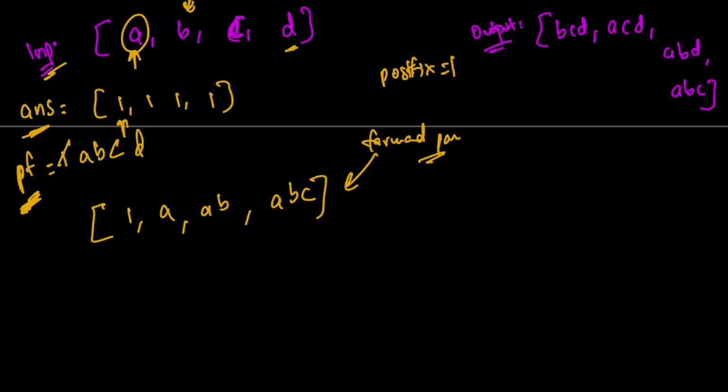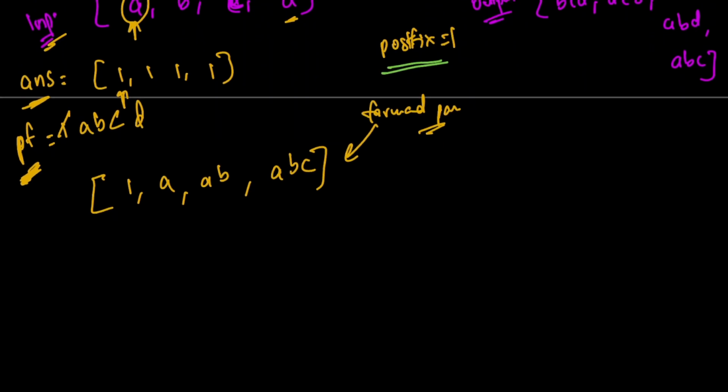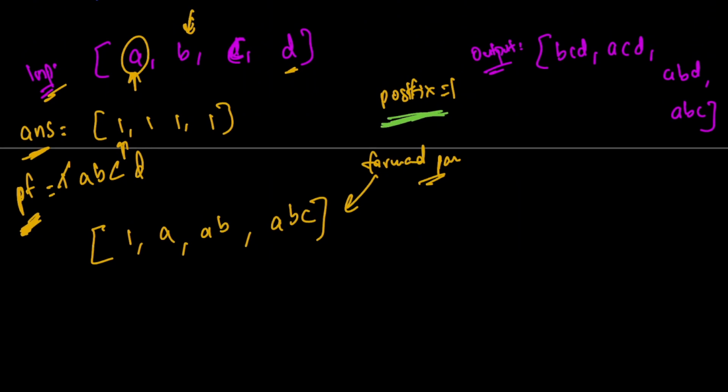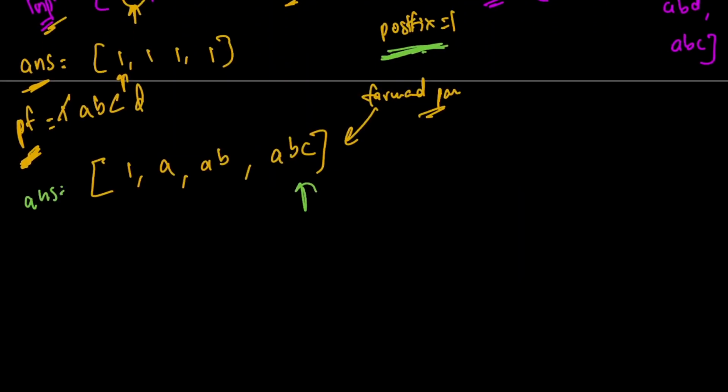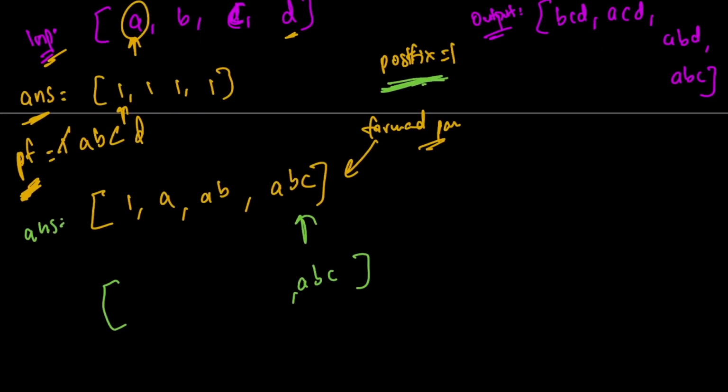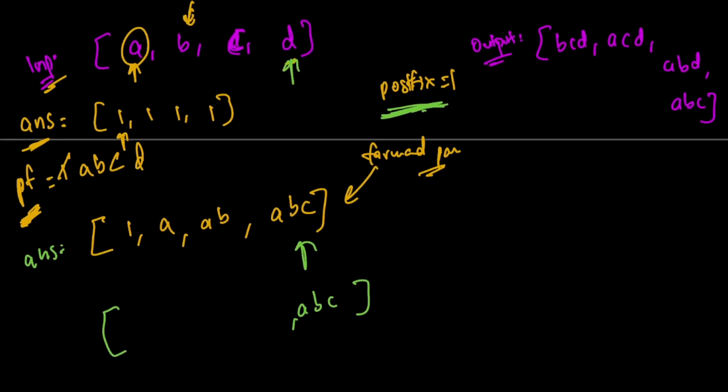Now I'll be using my postfix variable to calculate the rest of the multiplication. So here I have a postfix variable. What I do is I multiply postfix with the current element from answer. In this case it is 1. That is why I have ABC here. And then I'd update my postfix with the current number in the input array. So my postfix would be D. Moving on.